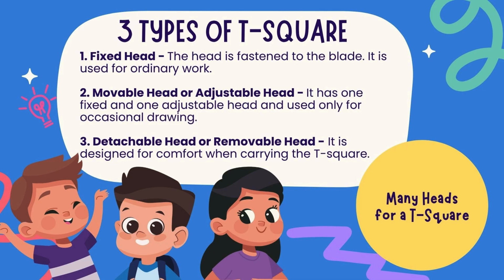3 types of T-square. 1. Fixed head. The head is fastened to the blade. It is used for ordinary work. 2. Movable head or adjustable head. It has one fixed and one adjustable head and is used only for occasional drawing. 3. Detachable head or removable head.